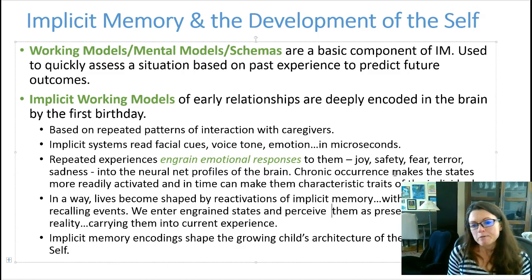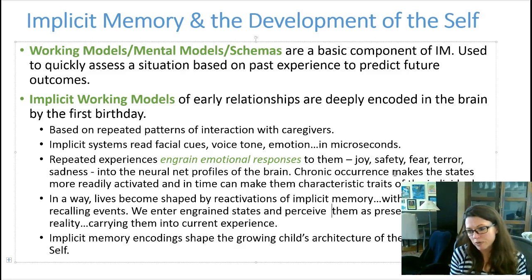So joy, safety, fear, terror, sadness. This is how our emotional centers become part of those neural pathways that link experience. So we link our ideas about a parent to that ingrained information that's coming in via these systems into the neural net profiles of the brain. Chronic occurrence makes the states more readily activated. Just so, remember, we then store that potentiality for future activation. And chronic occurrence makes them more readily activated.